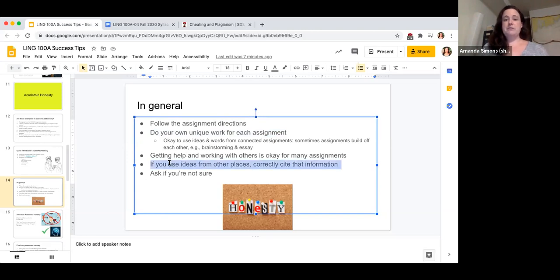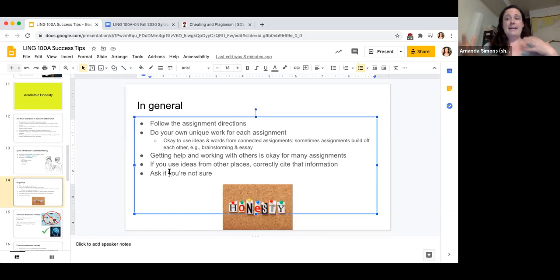And if you use ideas from other places, correctly cite that information. It isn't a problem if you want to take a quote from someone. That's what happens in university, where we have to build our ideas off of what's already been established and what has been learned. So just make sure that if you're doing that, you're following the correct citation practices for your discipline.